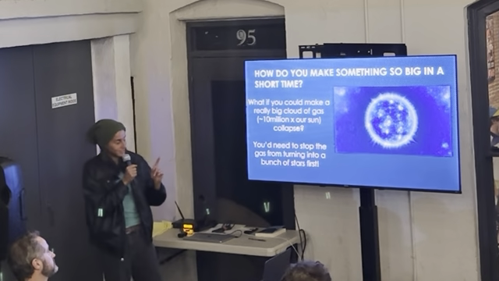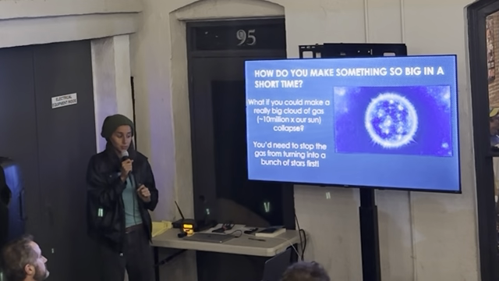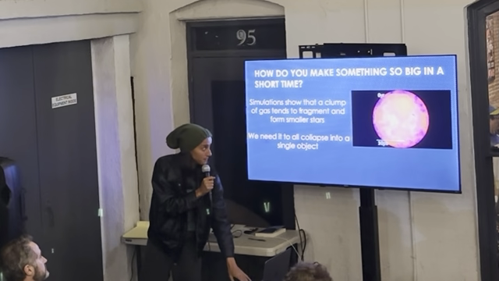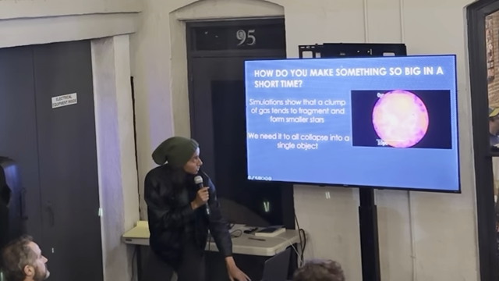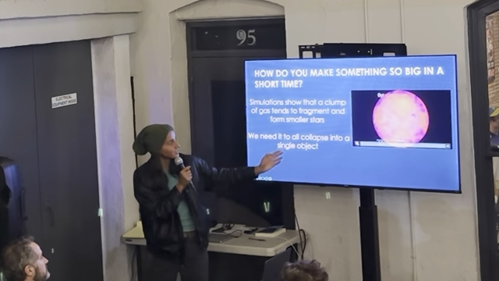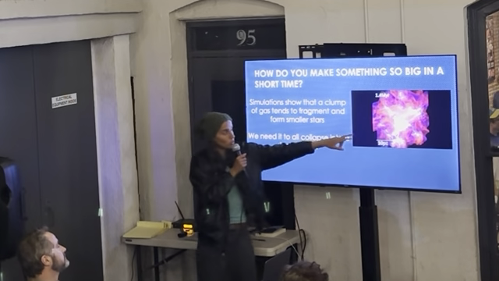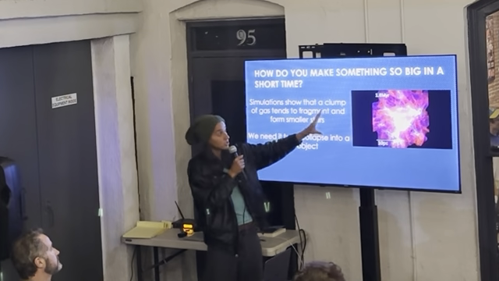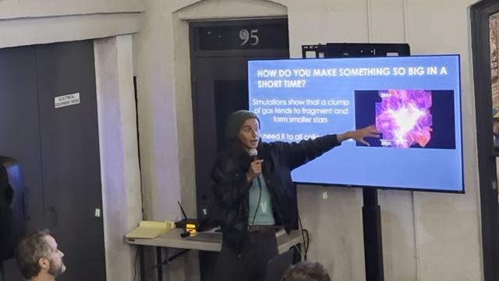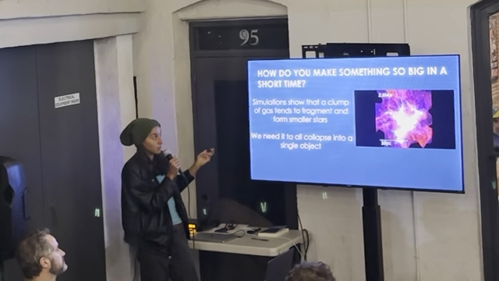The one problem with this, there seems to be problems with everything, is you need to stop the gas from turning into a bunch of stars first. So what people have seen when you run simulations, and I'm going to show a little movie here, if you take a giant cloud of gas, where's my mouse? There you go. Okay, so this isn't a simulation of black holes trying to form, but you take a cloud of gas and just focus on these little white spots. These are very dense regions of the gas. You saw you started with a spherical cloud and it's forming these dense filaments throughout the cloud instead of just staying as a cloud and then suddenly collapsing into a black hole.